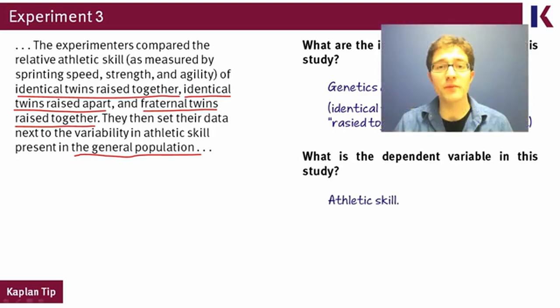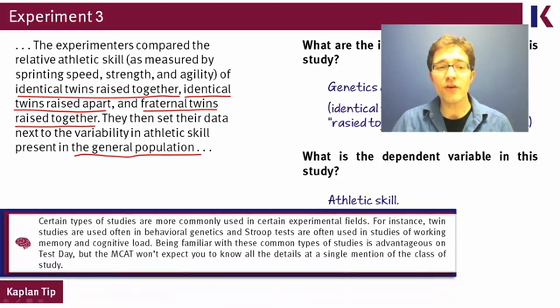Now, this final experiment is a really good example of how you can benefit from being experienced at what the MCAT is already likely to throw at you. As the Kaplan tip says at the bottom of your screen, there are certain studies and study design paradigms that are pretty commonly used in certain disciplines. When you're talking about the influence of genetics and environment, twin studies are absolutely par for the course.